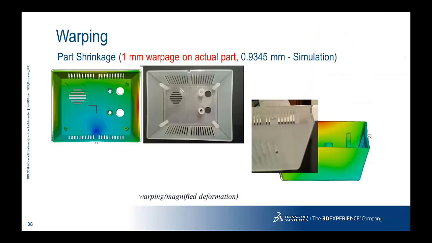And from the warping point of view, the shrinkage of the part, the final shrinkage in the actual part is about 1 millimeter, and in the simulation it's 0.9, and you can see from the photo the very same deflection. So very similar to the warpage that is predicted inside the simulation. You can see here the very same behavior.